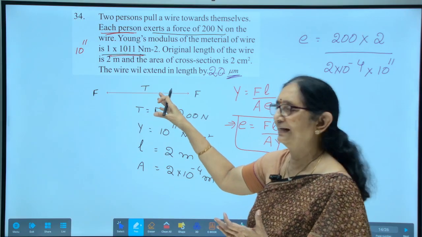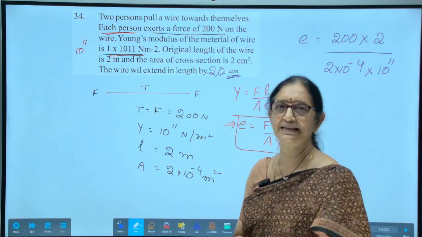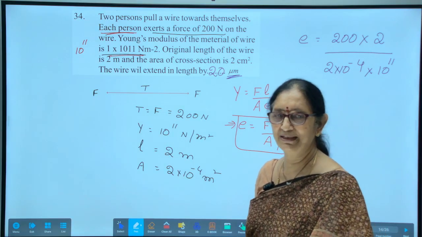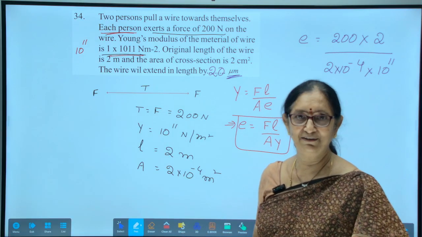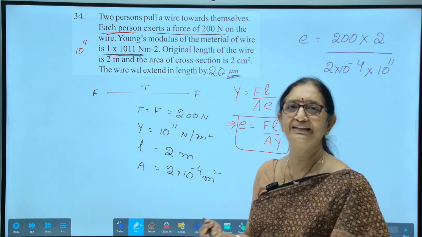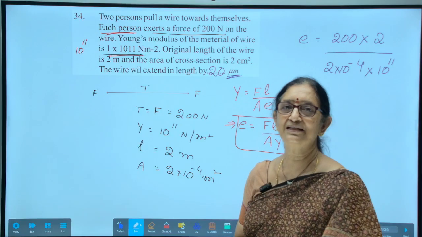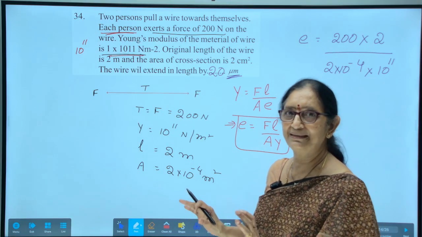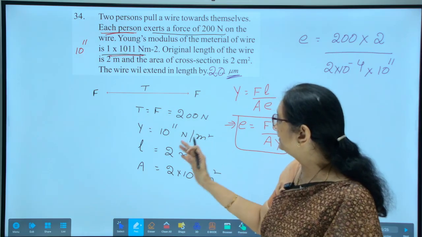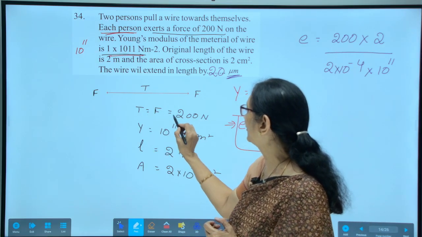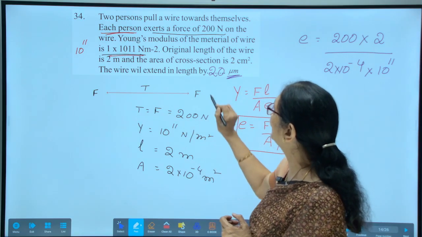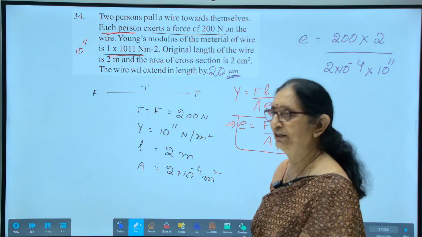We have done so many problems in the chapter Newton's laws of motion, isn't it? When in a tug of war, two persons pull the rope with equal force F each, then the tension produced in the rope is nothing but F. So from that, tension produced in the rope is the force applied by each person, that is 200 Newton.